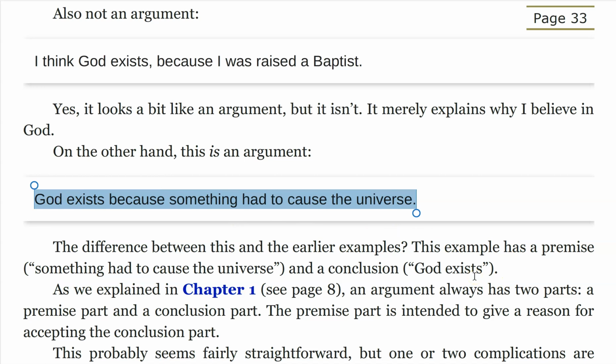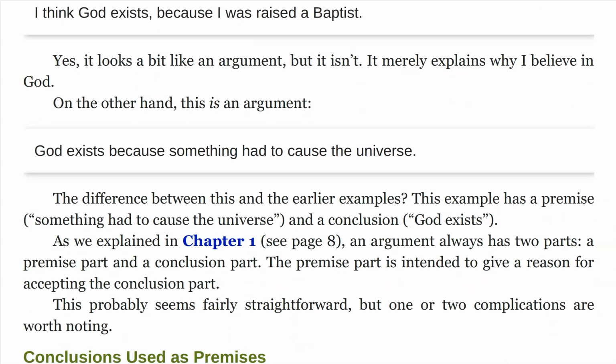More importantly, our reason and intellect can now engage with this, right? What would you say to somebody who says, I think God exists because I was raised a Baptist? They've given you nothing to argue with. Like, okay, cool, thanks for sharing with me about how you were raised. This, though, we can engage with critically.